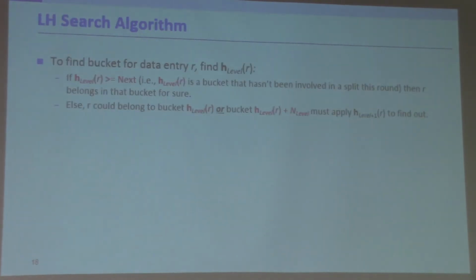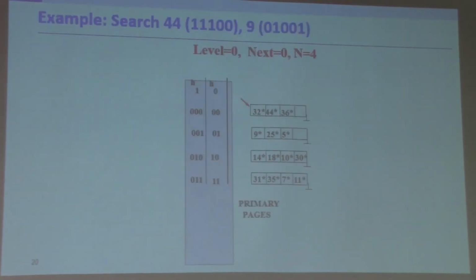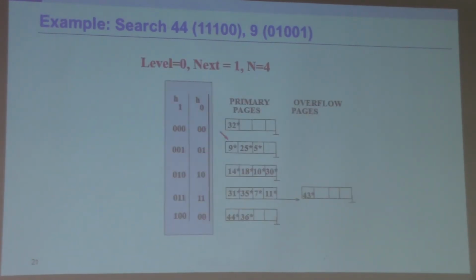Okay, that's it. Searching, I talk about how to do searching, right? So for example, if you want to search for 44, what happens? 44 is 0, 0, so it goes there, you find it in the first bucket. But if it's like this, how do you find 44? Well, you use level 0 hash function. Find that it's 0, 0, right?